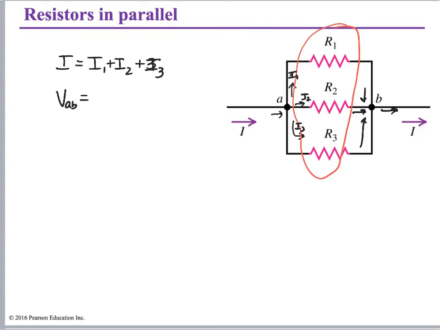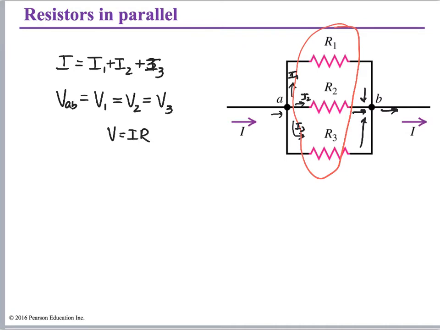But we also learned, when we talked about capacitors in parallel, that the potential drops across each of those capacitors was the same, and this is also going to be true for resistors in parallel. So the potential across resistor 1 is equal to the potential across resistor 2, which is equal to the potential across resistor 3.